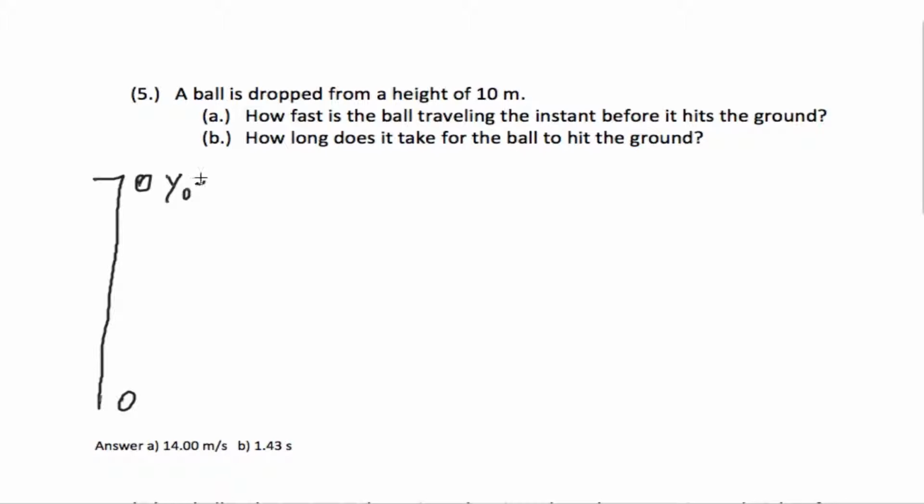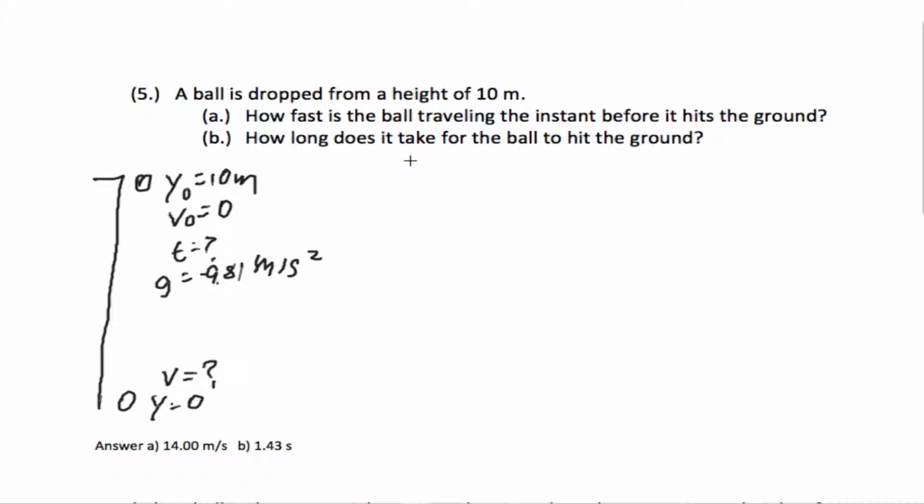So we have y naught equals 10 meters. We have y final equals 0. We have v naught equals 0. And we have an unknown v final, unknown time, and gravity is negative 9.81 meters per second squared. Let's go ahead and plug in some numbers.